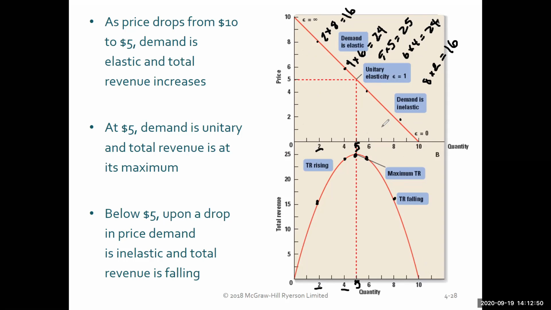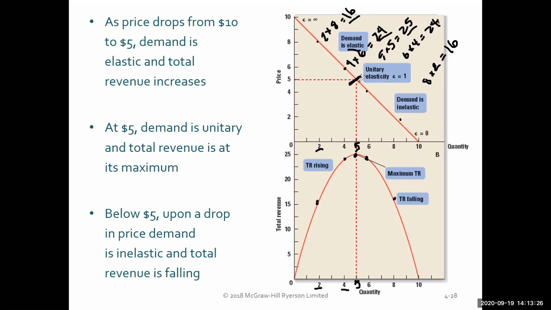What's interesting is now we look at portions of the demand curve. Right here, we know that if price is falling, our total revenue goes from 16 to 24 to 25. Total revenue is rising and price is falling. If you go back to our previous segment, that means demand must be elastic up here. If we drop price, there's a very elastic response, so total revenue increases. So the upper portion of this demand curve from here upwards is elastic.